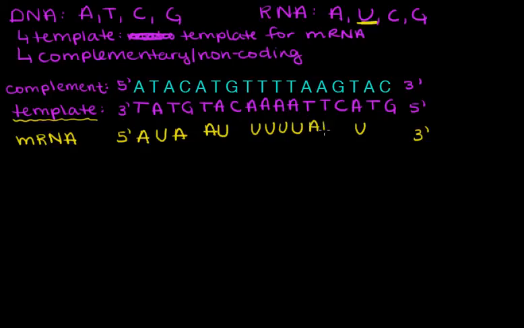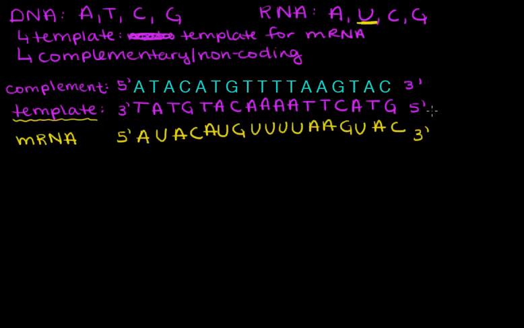G base pairs with C. C base pairs with G. Okay, and that's how we've taken a complement strand. We can determine the second strand of DNA quite easily.